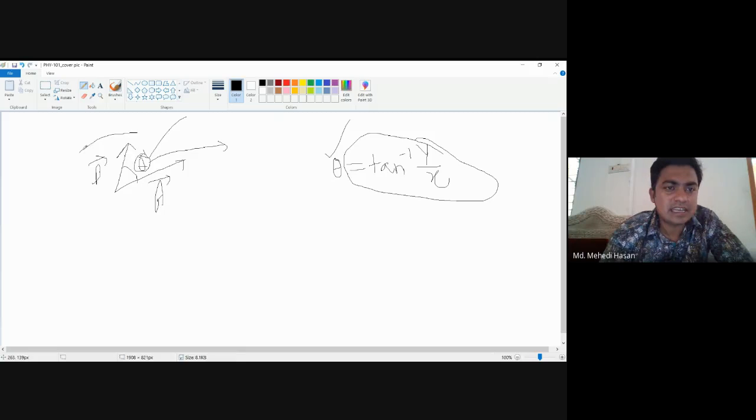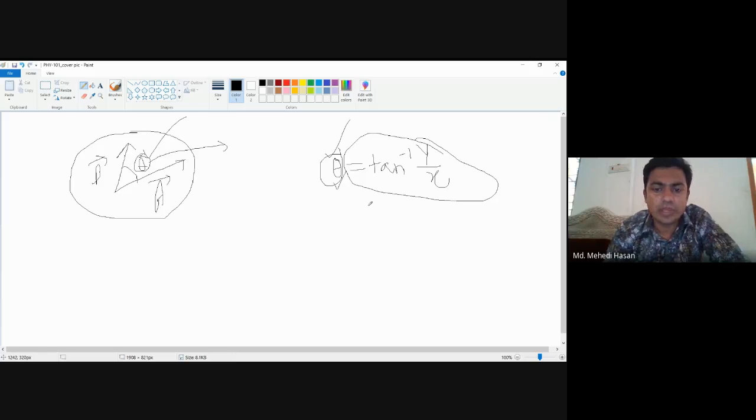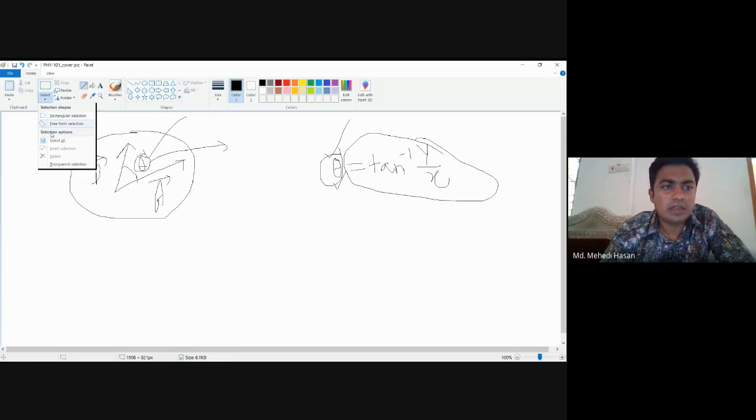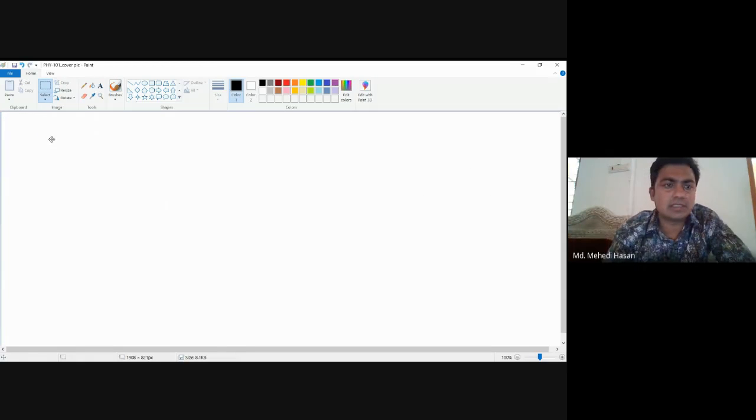This theta is basically the angle produced by a single vector with the positive x-axis, and this theta is basically the angle between two vectors. In this case there is no coordinate system involved, but here this theta is the angle produced by a single vector with the positive x-axis. So this is the difference between the angle between two vectors and the angle produced by a single vector with the positive x-axis.